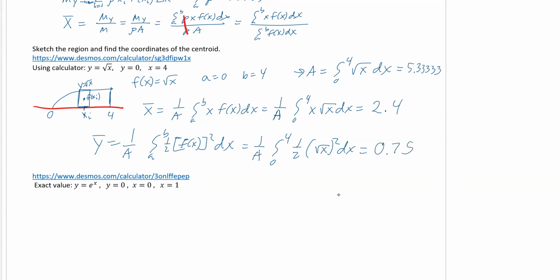So now we have our points. That is our center of mass, 2.4, 0.75. And that's it. So all I have to do is basically plug them in the formula. Let's do one more, but this time we're going to use an exact value, not a calculator. I do want to go back and look at that one again with Desmos, though, since I've already got a nice graph for it. You can click on that and play with it.